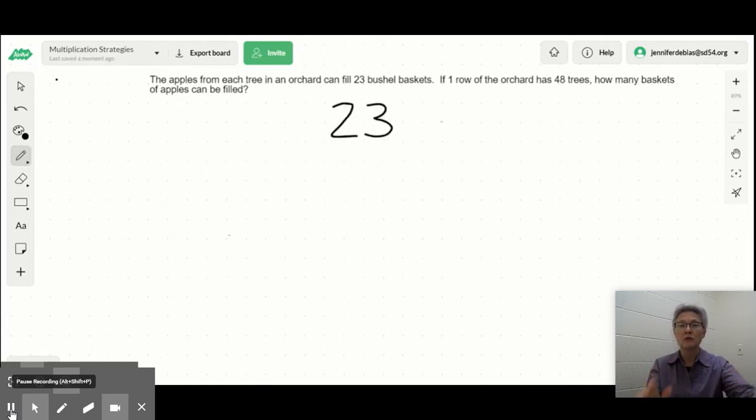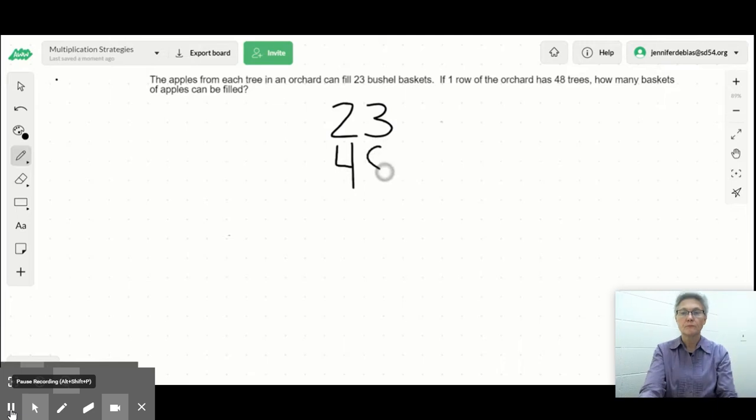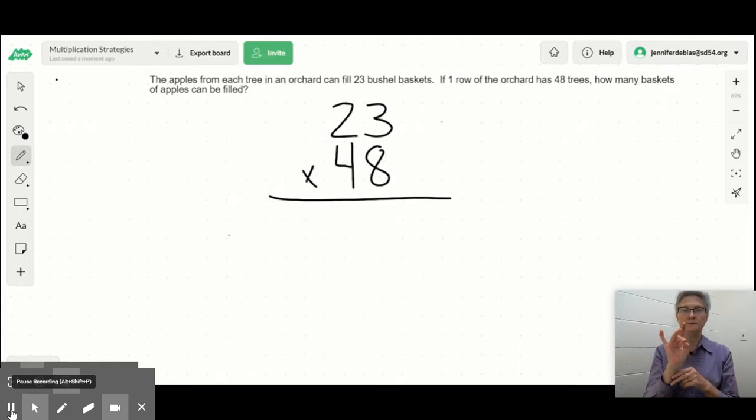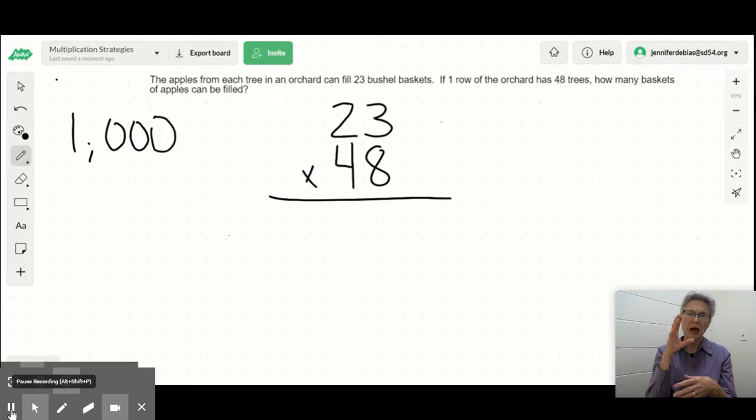23 times 48. I'm also going to make a quick estimate so that I know if my final product is reasonable. So 23, I would round to 20. 48, I would round to 50. So 50 times 2 tens is 100 tens, or 1,000. So my estimate, I'm just going to write here so that I can reference that if I need it later.